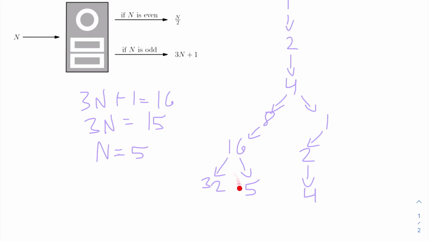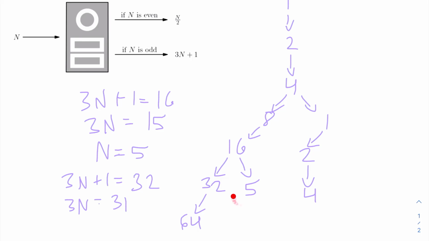First, let's try getting to 32. We can get to 32 by going to 64 and dividing by 2. If 3n plus 1 is equal to 32, we get 3n is equal to 31, and that will not give us a positive integer for n. So the only way to get to 32 is by getting to 64 first.